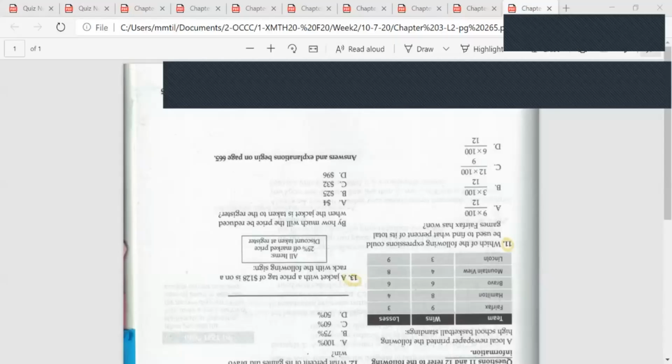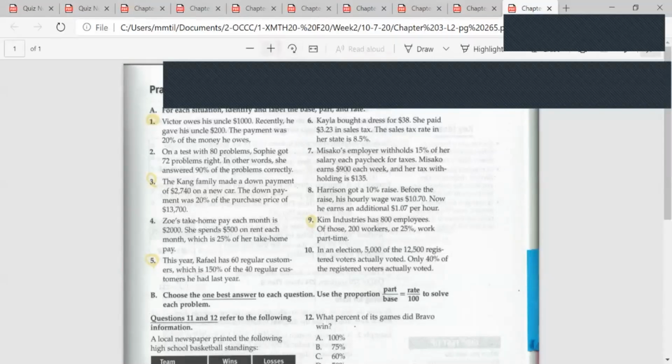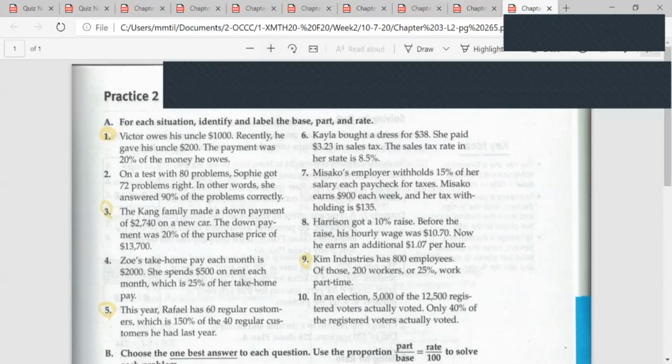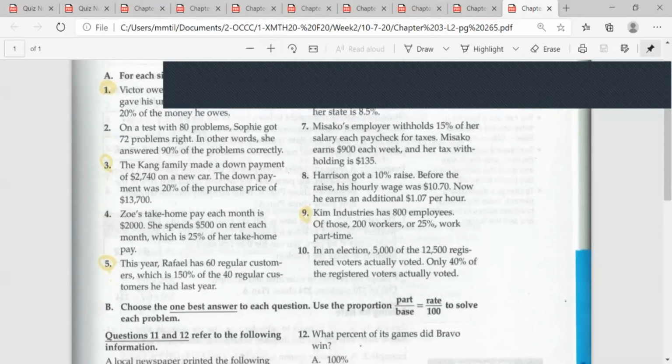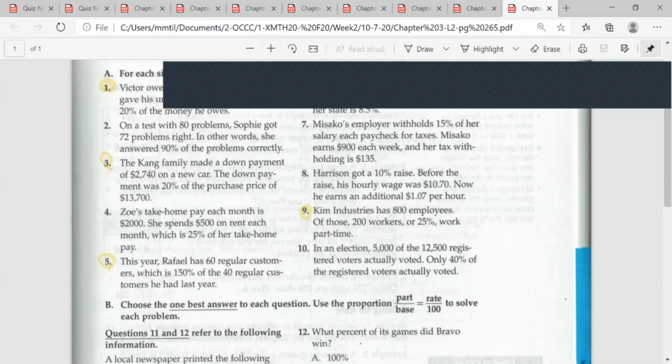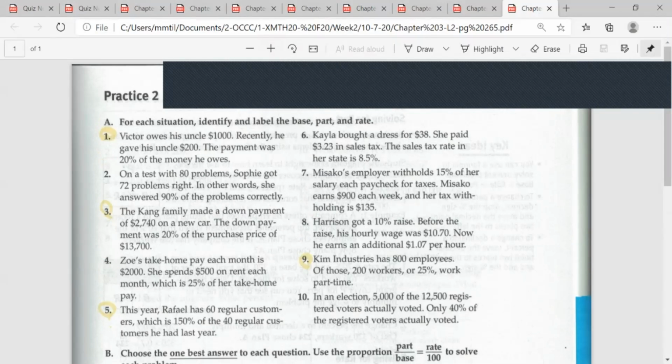Okay, here are the practice ones. The yellow ones are the ones that you have to do, or you should do. Again, it's using this formula right down here. That's how you solve all these. So let's just take one. Look at number 6.